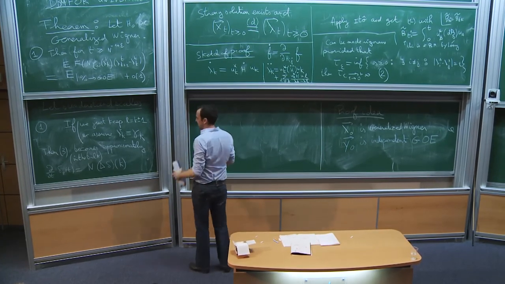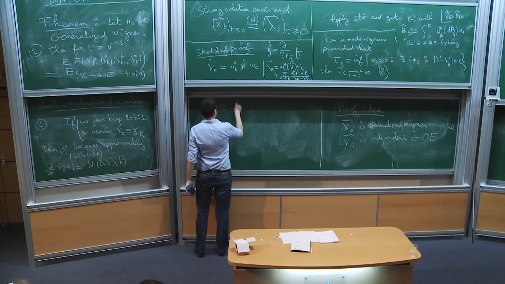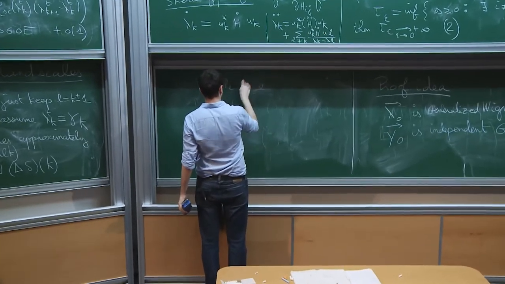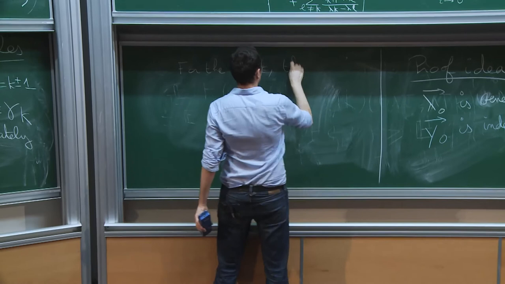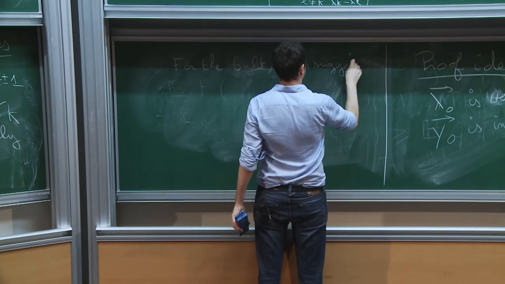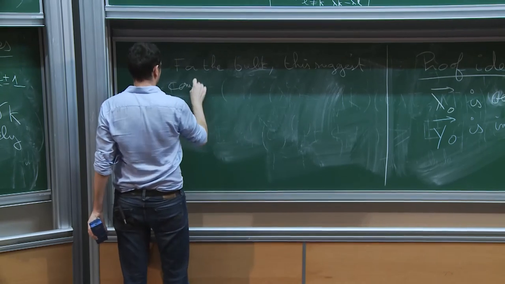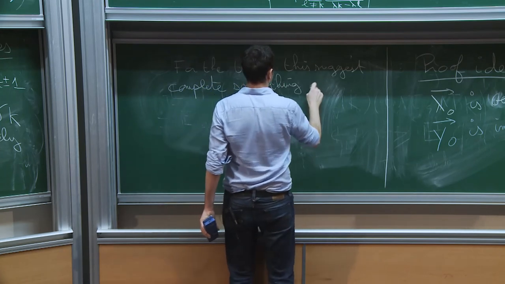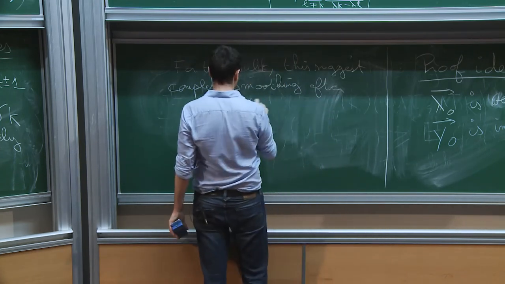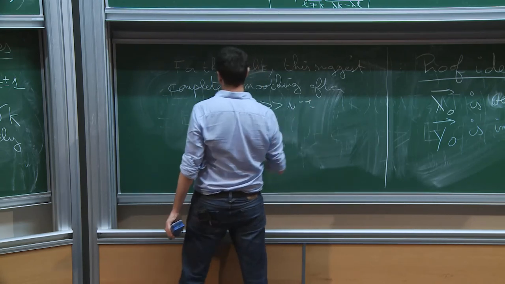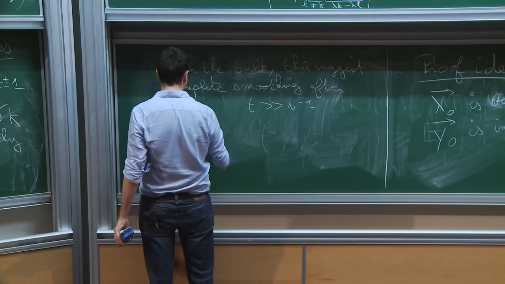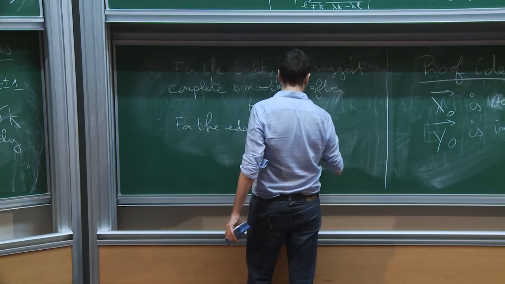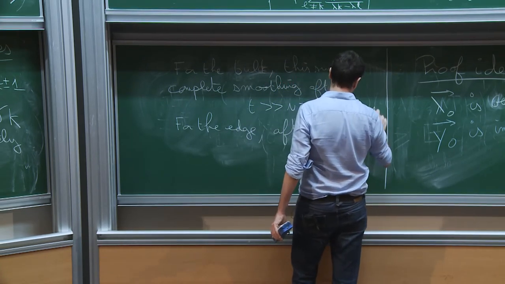Okay. So for the edge. Okay, let me conclude first for the bulk. This suggests complete smoothing after t much greater than 1 over n. And for the bulk, for the edge, sorry, after t much greater than n to the minus 1/3.